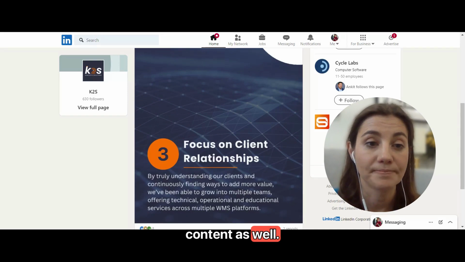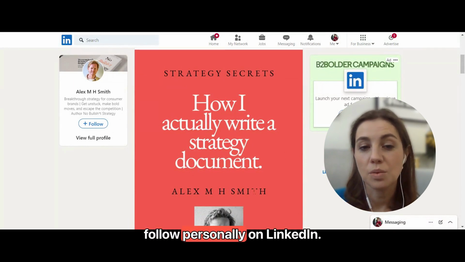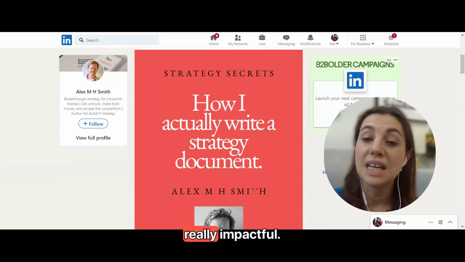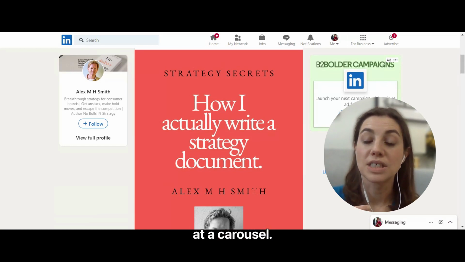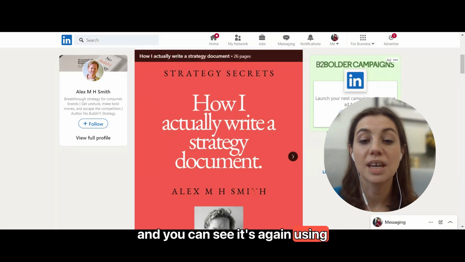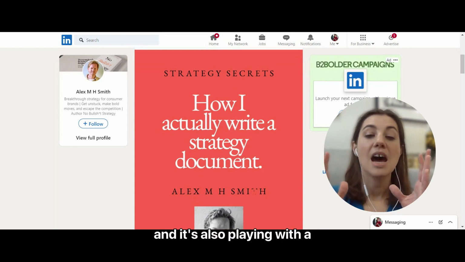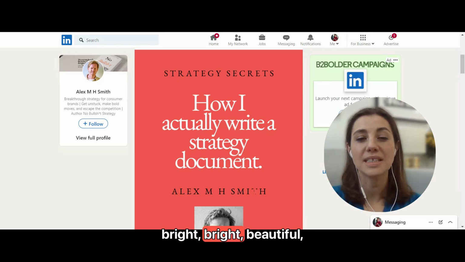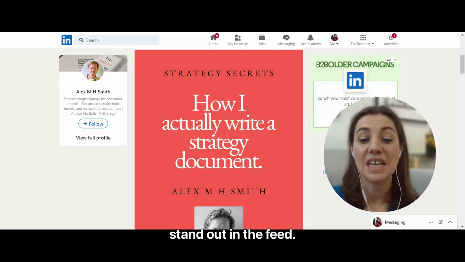Into future content as well. Now I want to share with you some examples from other companies and thought leaders that I follow personally on LinkedIn, just highlighting some posts that I thought were really impactful, and I'm going to share what makes them great. So we've just looked at a carousel. Here we have another carousel, and you can see it's again using that idea of using up all of the screen real estate. And it's also playing with a really strong color, right? You can see that's a really bright, beautiful sort of orangey red. It's definitely going to stand out in the feed.